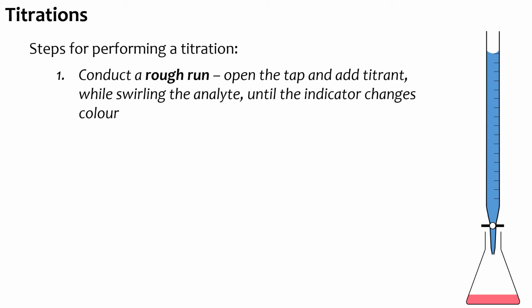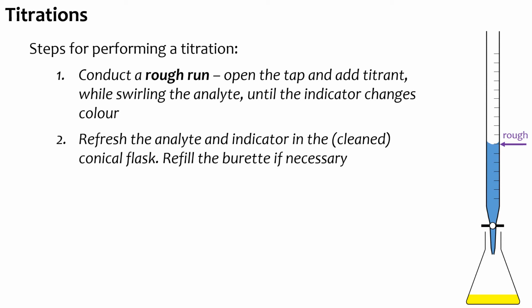If you do it very slowly and do it drop wise from the beginning, and you end up with a titer that's nearly 50 centimeters cubed, you'll be there for a very long time. So we'll do the rough run, open the tap, and as soon as it changes colour, we turn that tap off. And so this is a rough run measured from the bottom of the meniscus, and you would record that on a table.